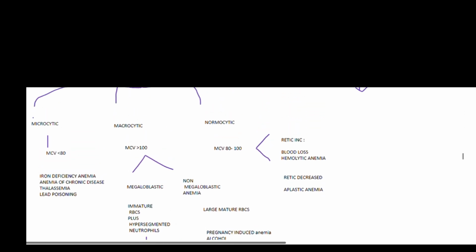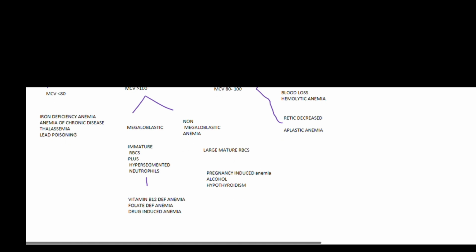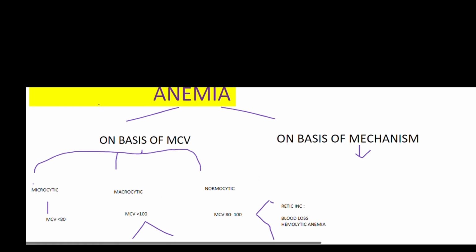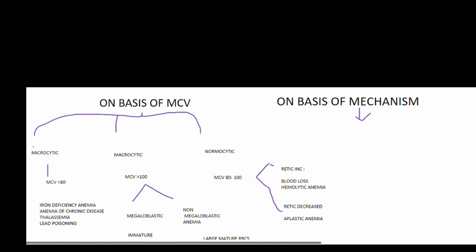So the normocytic anemia is when MCV is between 80 to 100. It is further classified into two types according to the retic count. When the retic count is high, it is due to blood loss or hemolytic anemia, and when the retic count is decreased or low, it includes the aplastic anemia. And macrocytic anemia includes megaloblastic and non-megaloblastic anemia, and the microcytic anemia includes these types. Now let's discuss the anemia on the basis of mechanism.